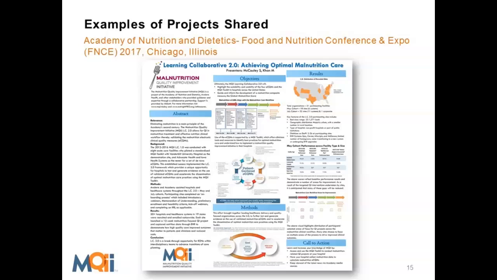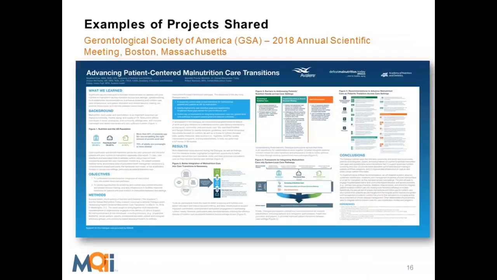The feedback was well received. The next example is of that of GSA, the Gerontological Society of America, presented in November of 2018 at their annual scientific meeting in Boston. And something to keep in mind here is that, again, this was where MQii was going into its next phase, or the new frontier, as we like to call it, really looking at advancing patient-centered malnutrition care transition. And so we had a dialogue that was convened.